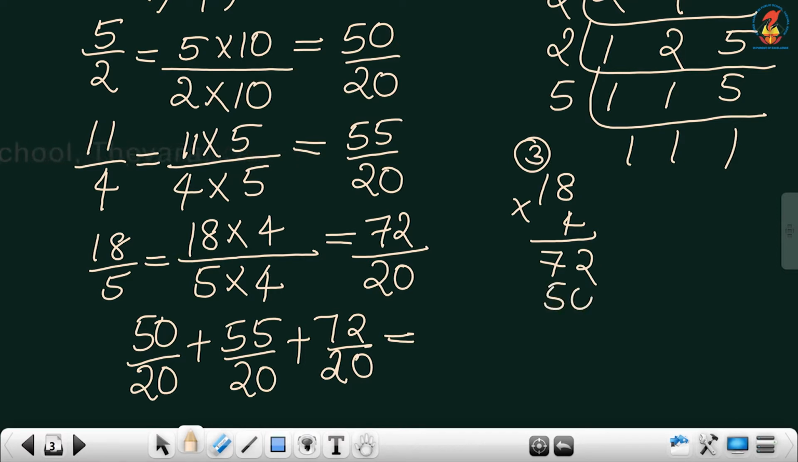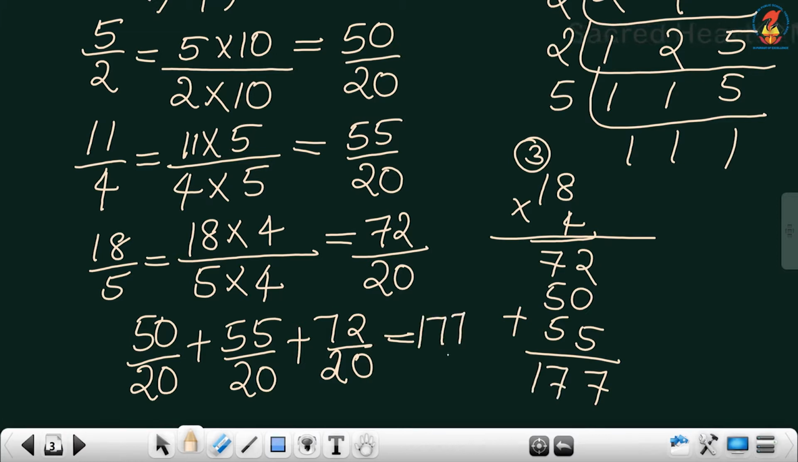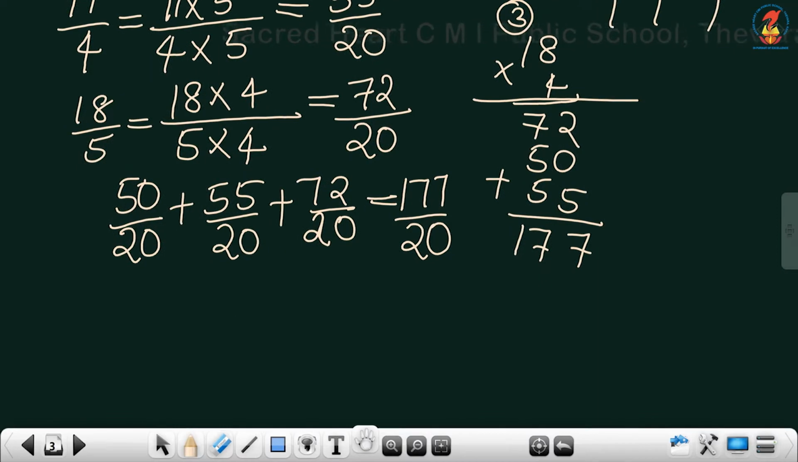What is the answer? 50, 55. 5 plus 2, 7. 5 plus 5, 10. 10 plus 7 is 17. So what is the answer you got? 177 by 20. So in your question there is a mixed number, so you have to convert the answer also into a mixed number.